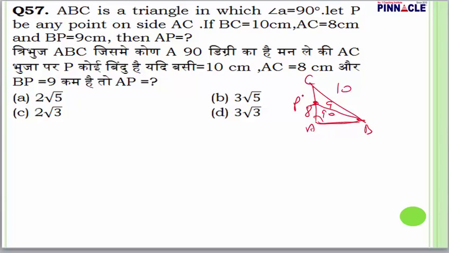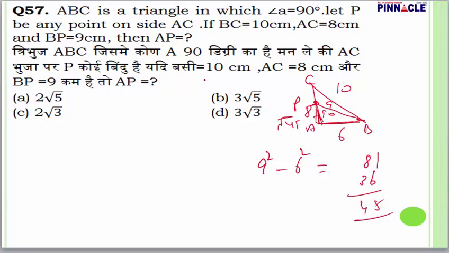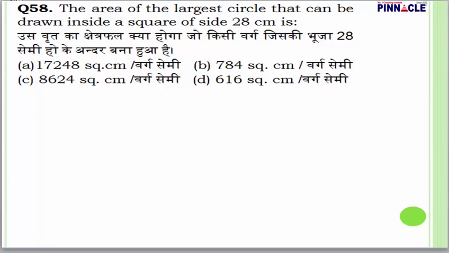Now this is a Pythagoras triplet, you can use it here. This is 8, this is 10, then this would be equal to 6. This is 9, this is 6. So AP would be 9 square minus 6 square, that is 81 minus 36, which is 45. Root 45 is the value of AP, and that is equal to 3 root 5. Answer is B.